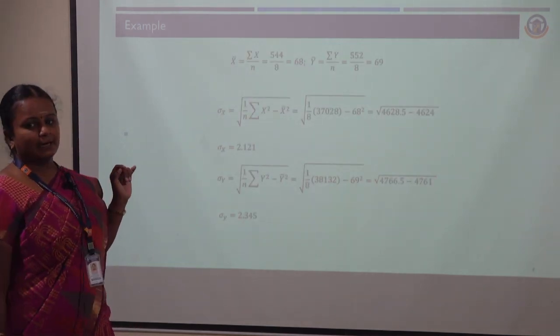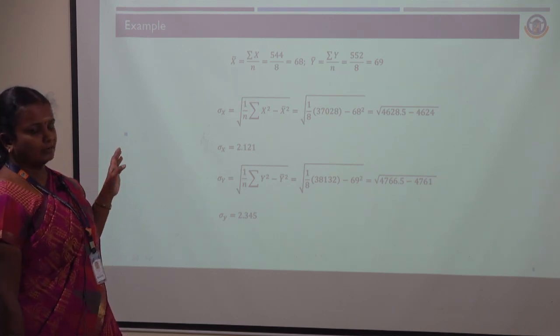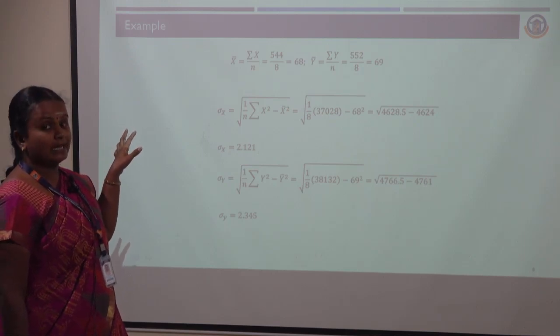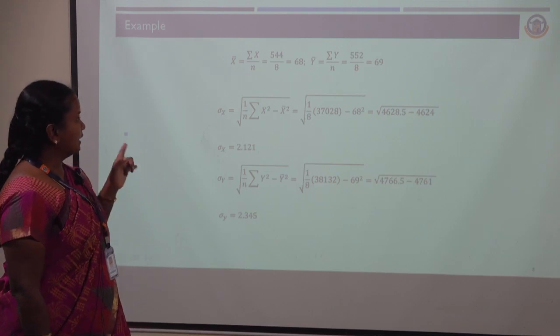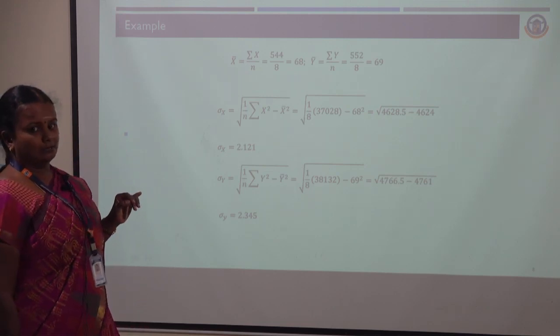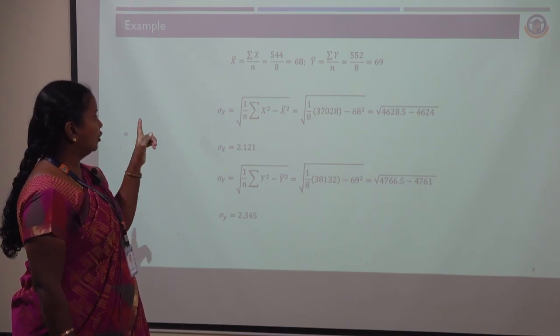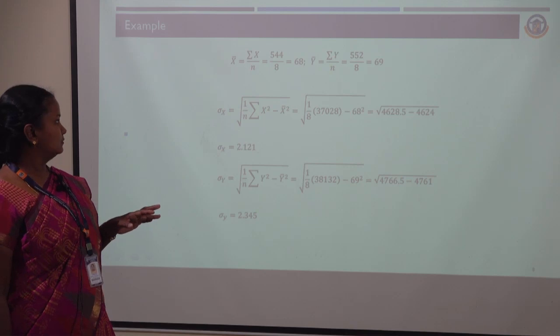X bar is the mean of x. The formula for the mean of x is summation x by n. Adding all the x values and dividing by n, here n is 8 since 8 terms are given. So, dividing by 8 we get 68. Y bar is summation y by n, the mean of y. Adding all the y values we get 552, dividing by 8 we get 69.